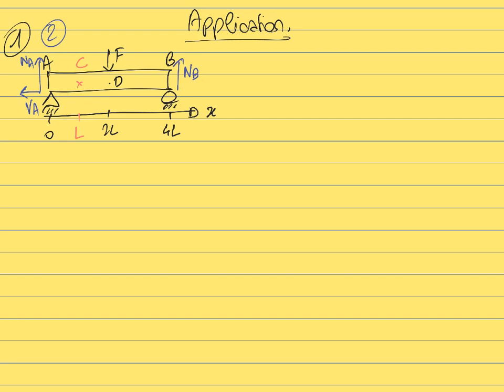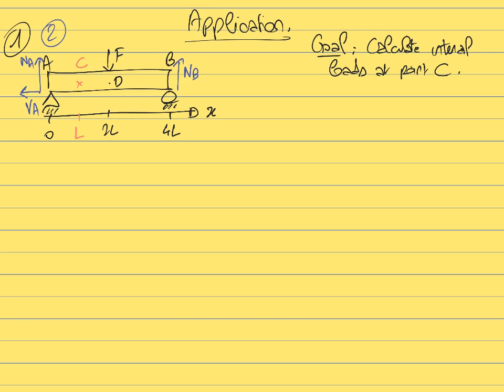So remember, keep in mind that the goal here is to calculate the internal load at the point C. So the internal load can only be defined inside the material. So in this case, it's at the point C. And so we want the internal loads at the point C. Okay, so step 2. So we have identified the unknowns.